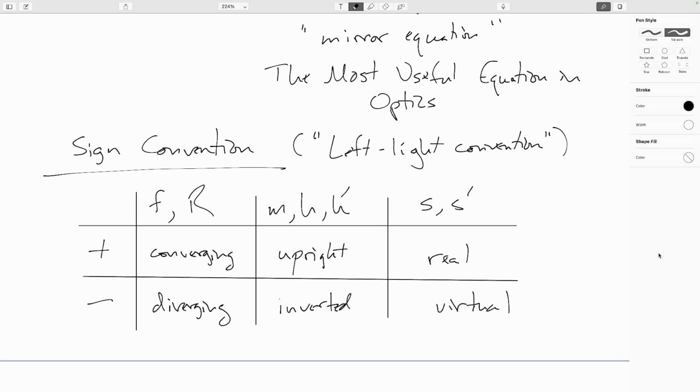Now, in this treatment, we will only ever look at real objects. Virtual objects are a thing that can happen in multi-lens systems. It's beyond the scope of this treatment.